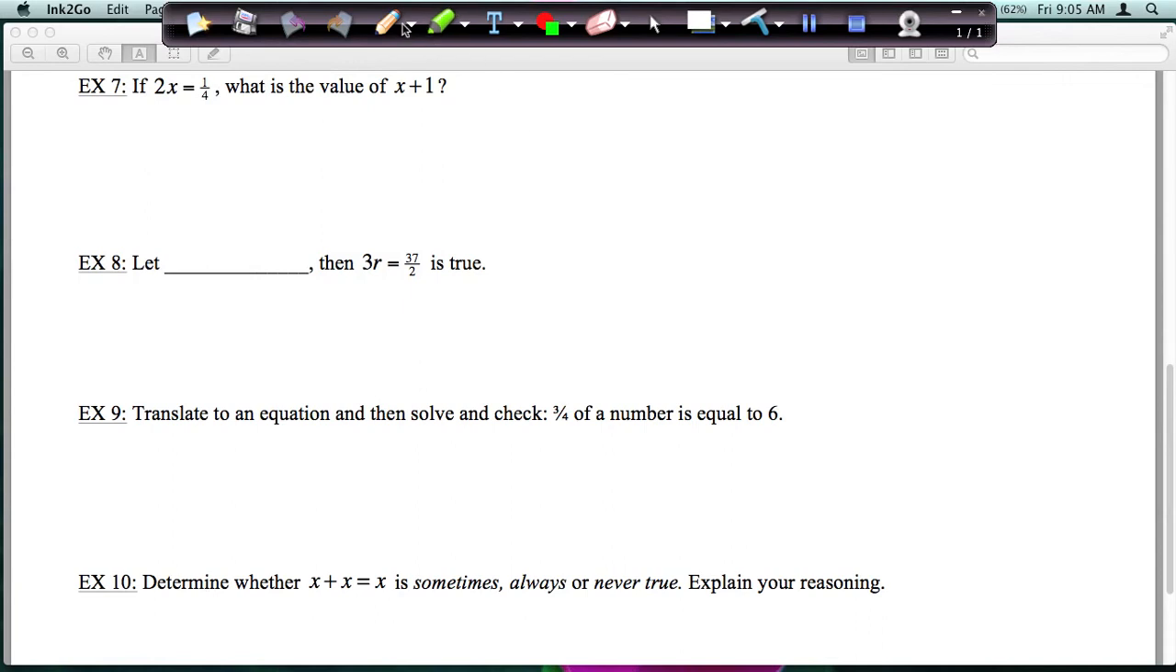We're going to look at example 7. It says if 2x equals 1/4, what is the value of x plus 1? So this is similar to what we did with the addition property. Before I can solve the second part, I first need to figure out what x is. So I'm solving 2x equals 1/4.